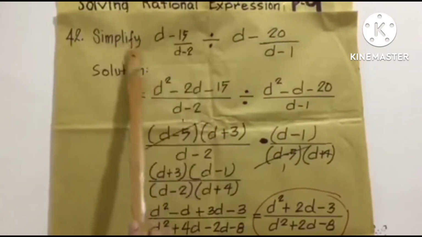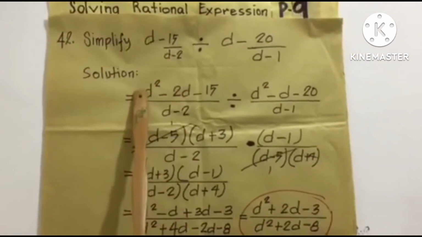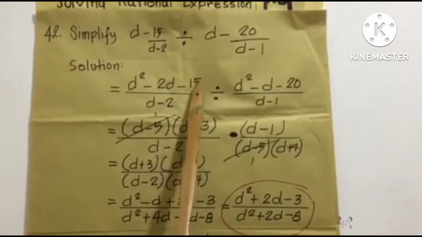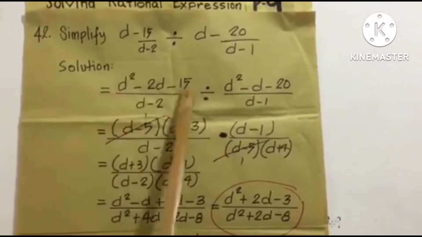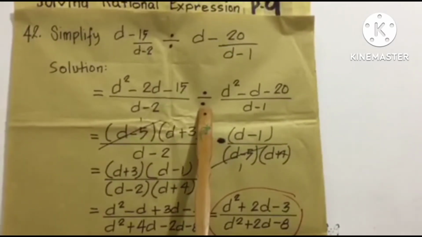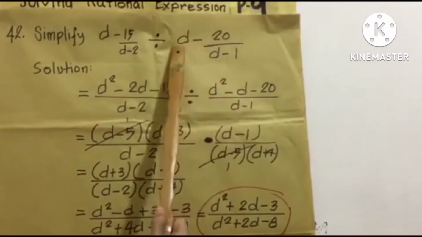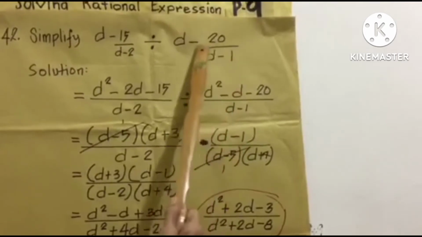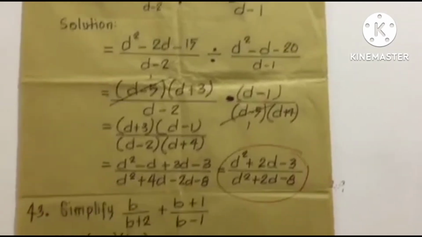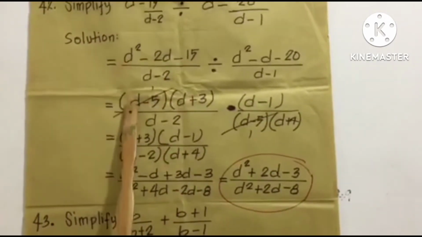So we have to multiply d minus 2 times d equals d squared minus 2d, then copy negative 15 over, copy the denominator, then the division symbol. Then we multiply d minus 1 times d equals d squared minus d, then copy minus 20 over d minus 1. Then since we have a factor of this, we're going to factor d squared into d and d.